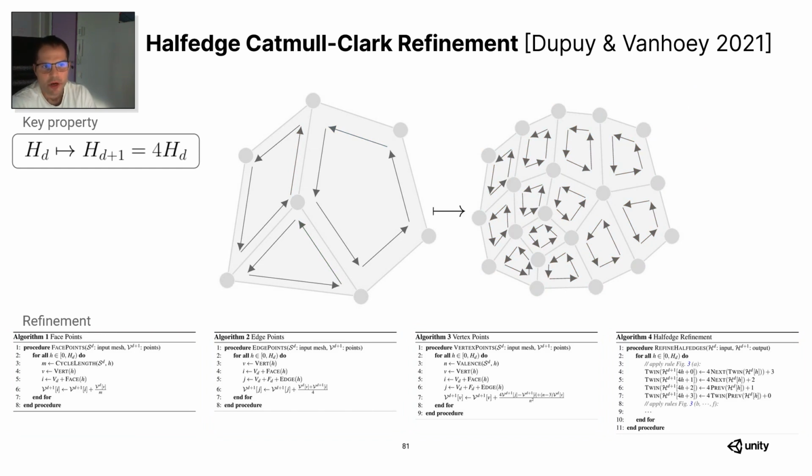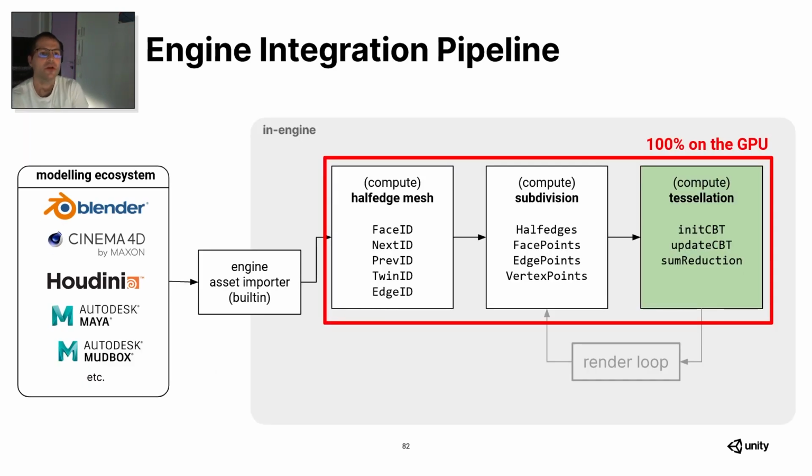Whenever we load a mesh from our editor, these shaders are re-executed. Note that if you have a static mesh, you will only need to run them once per reload. And if you're dealing with an animated asset, you will need to run the first 3 per frame. That's all for the subdivision kernel, so let's move to the third and final one, the tessellation kernel.